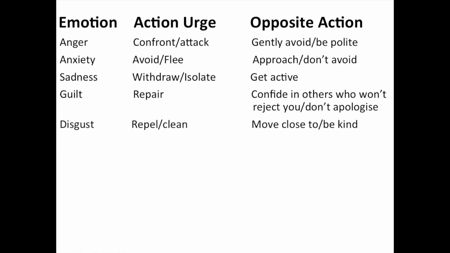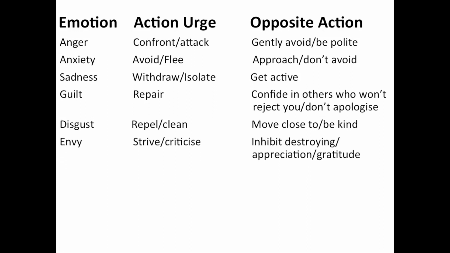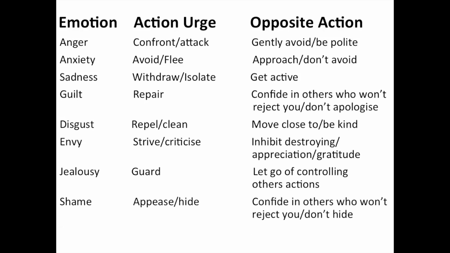For disgust, there's a tendency to want to repel or clean. Here, we'd want to move close to or be kind. For envy, we typically want to strive or criticize. Here, we'd want to inhibit destroying and actually show appreciation and gratitude for what we do have. For jealousy, there's a tendency to protect or guard. And the opposite action would be to let go of controlling others' actions and behaviors. For shame, you want to appease or hide. The opposite action would be confiding in others who won't reject us and not hiding.